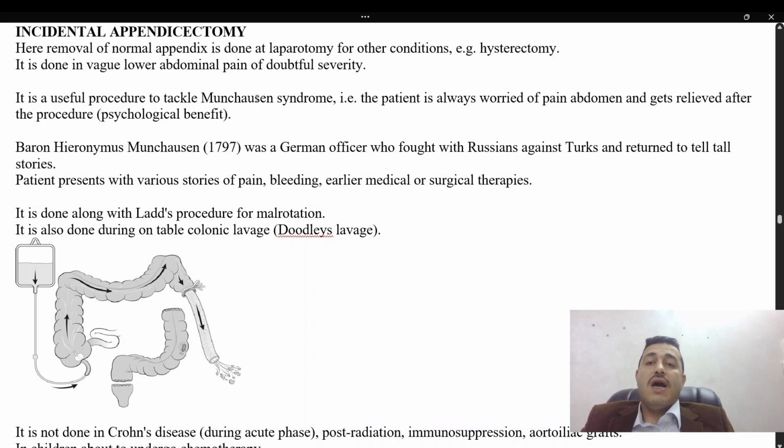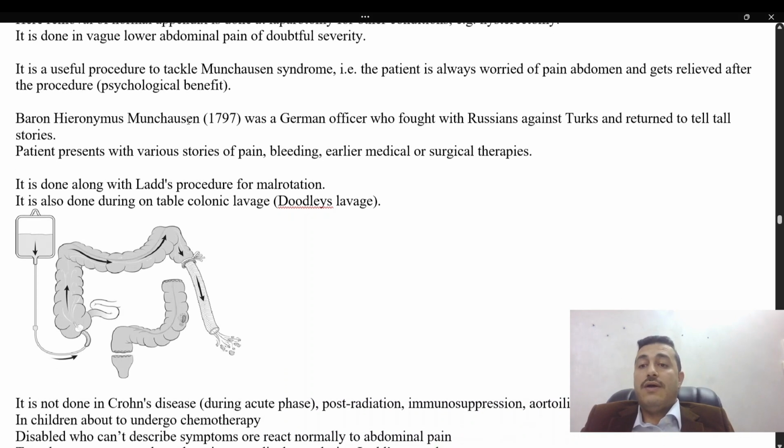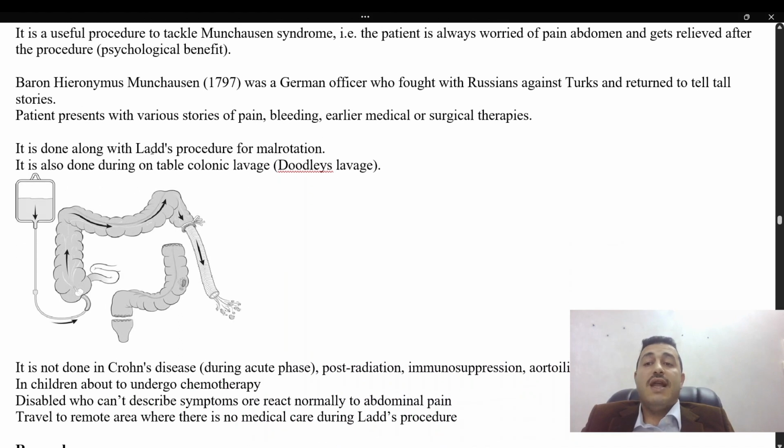Other scenario is Munchausen syndrome. Munchausen syndrome, actually, it's a psychological explanation. It's when there is an abdominal pain and when the appendectomy is done, even if it's normal, the pain is relieved. The third indication is the LAD procedure.